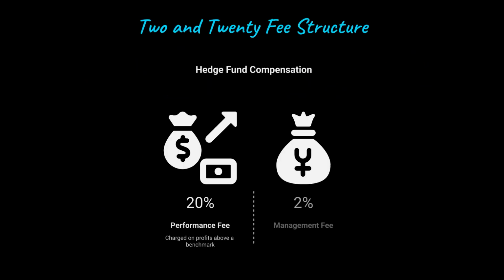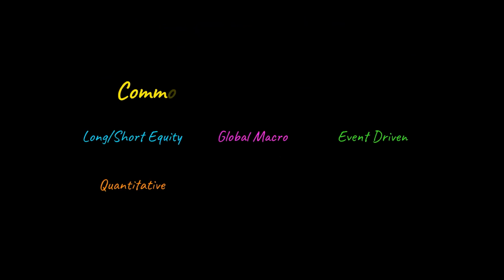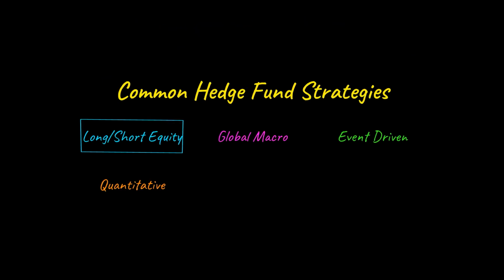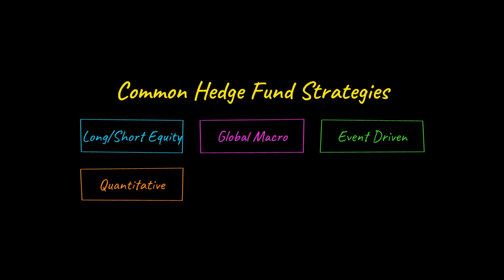The fund is organized as a limited partnership. The general partner runs the fund and collects 2% of assets under management each year, plus 20% of profits above a benchmark. Limited partners are the investors who supply the capital. Strategies vary widely. Long-short equity funds buy rising stocks and short falling ones. Global macro funds bet on currencies, rates, and commodities. Event-driven funds trade around mergers and bankruptcies. Quantitative funds rely on mathematical models to find opportunities.